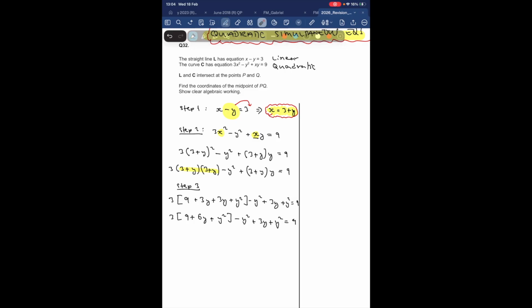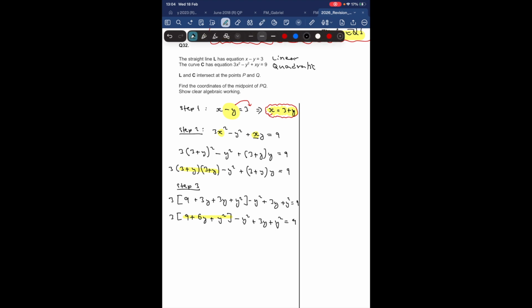I can now start to tidy things up. I can multiply, first of all, this square bracket by the 3, which is outside. So 3 times 3 will be 27, 3 times 6y, and then 3 times y squared.